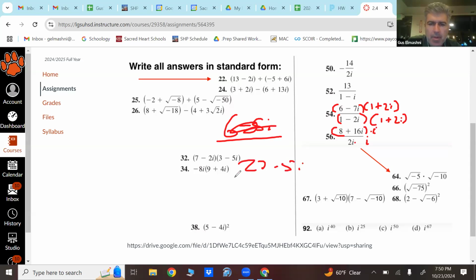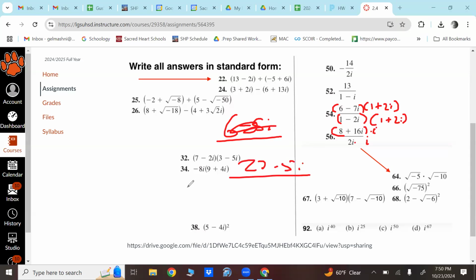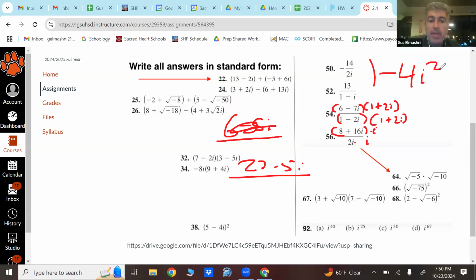And what do you got on the bottom? 3. Actually, should be 5, right? Oh, I just saw my number wrong. Remember, because you have 1 minus 4i squared. i squared is -1, so it becomes 5. And then you include i, you get 4 minus i.